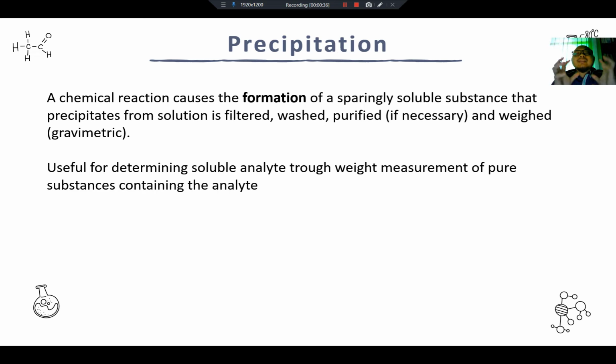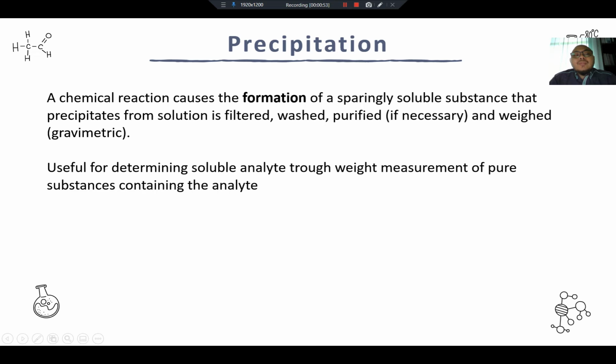Daripada kita try formkan chemical analyte itu menjadi satu kompleks atau satu chemical yang baru yang kita tahu je punya substance tu apa, dan kita boleh check lah dia apa kan.